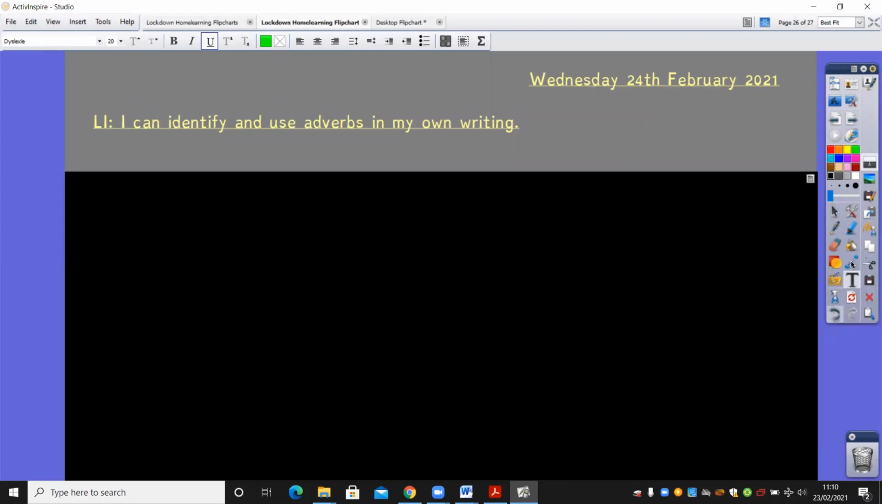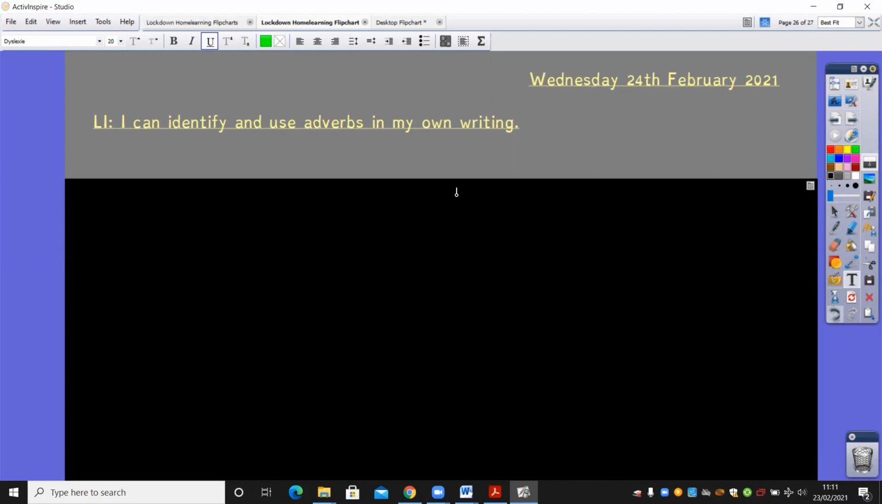Good morning, children. Today we are going to carry on looking at the instructional text, and specifically we are going to be looking at the use of adverbs in instructions. So let's remind ourselves about verbs and adverbs first.